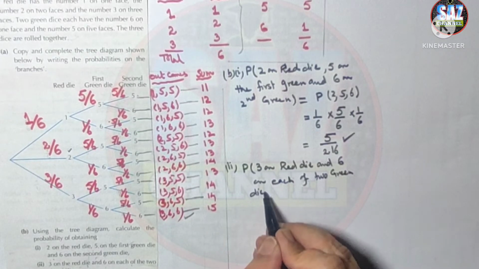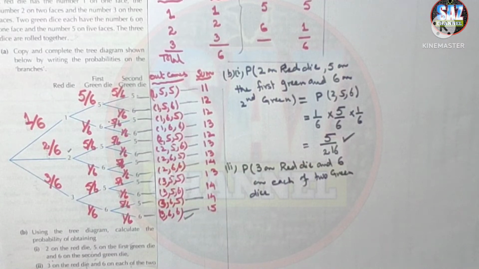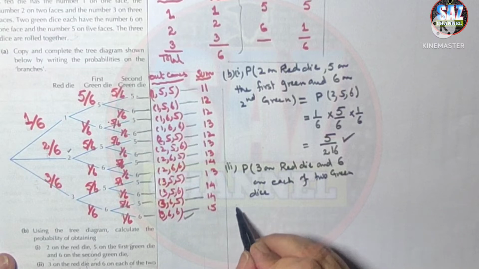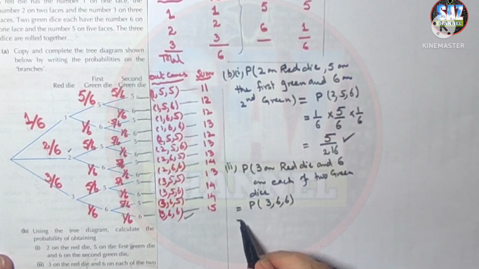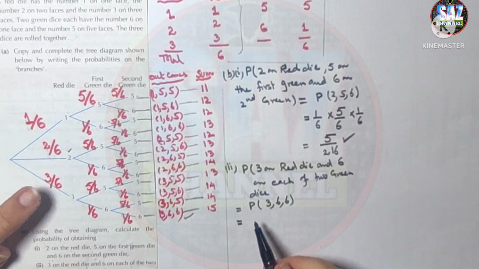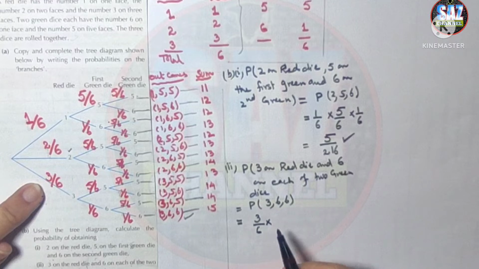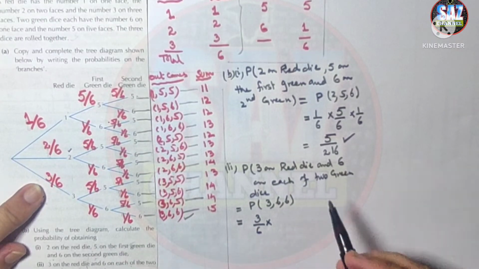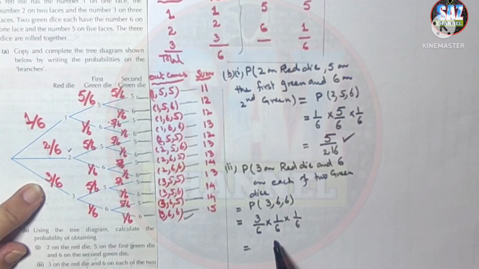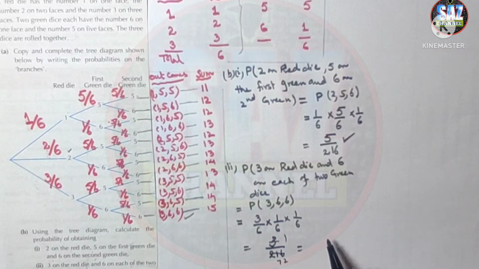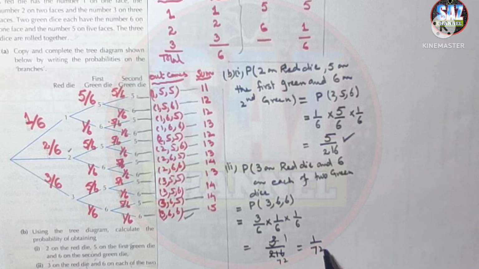Now try to understand the restriction here: we have to find the probability of 3, 6, 6. 3 on the red dice has the chances 3 by 6, and 6 on the second and 6 on the third, 1 by 6 multiplied by 1 by 6, and this gives me 3 by 216. 6 plus 2 is 8 plus 1 is 9, so we can simplify this. 3 ones are 3, 3 sevens are 21 and 3 twos are 6, and it will give me 1 over 72. I hope you are clear about this.